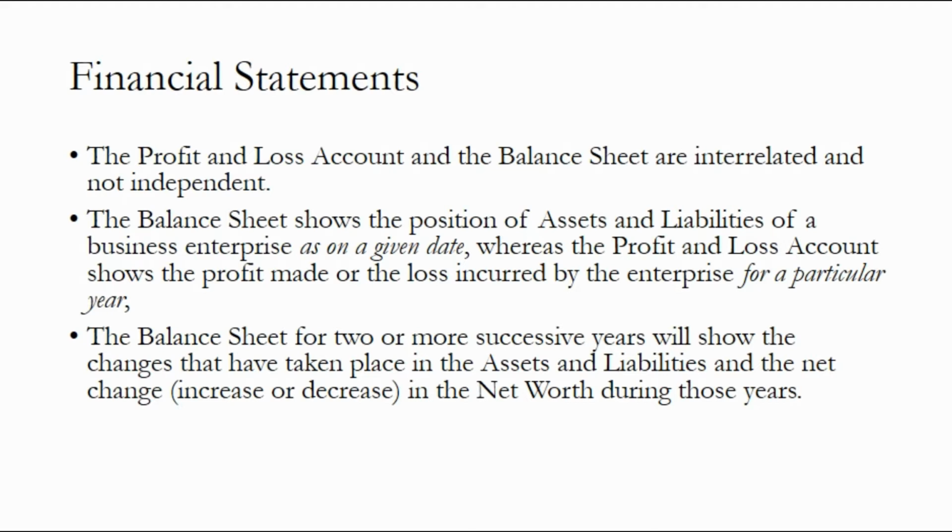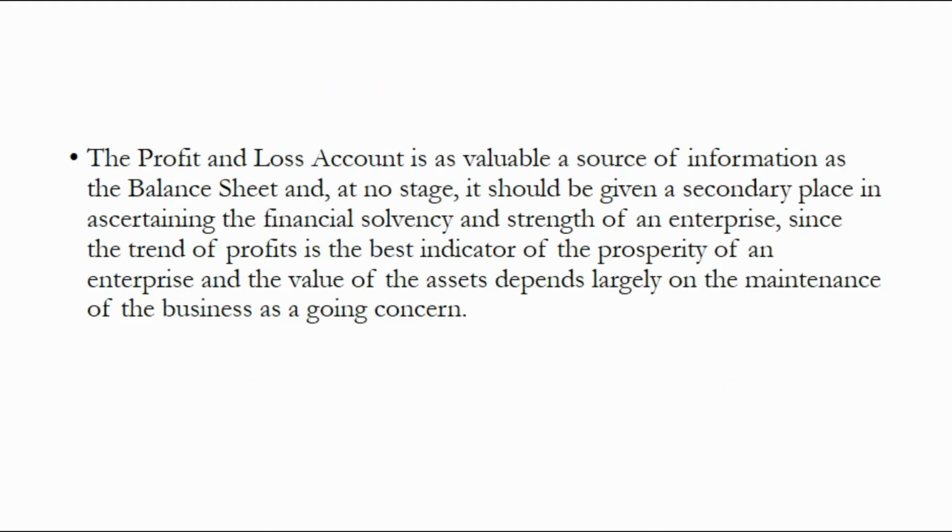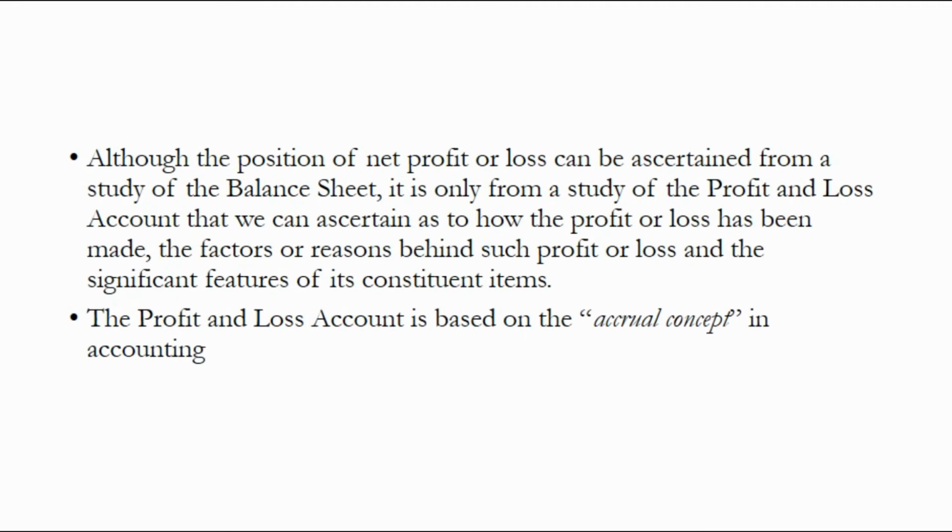The balance sheet for two or more successive years will show the change that has taken place in the assets and liabilities and the net change, increase or decrease, in the net worth during those years. The profit and loss account is as valuable a source of information as the balance sheet, and at no stage should it be given a secondary place in ascertaining the financial solvency and strength of an enterprise, since the trend of profit is the best indicator of prosperity of an enterprise, and the value of assets depends largely on maintenance of business as a going concern.